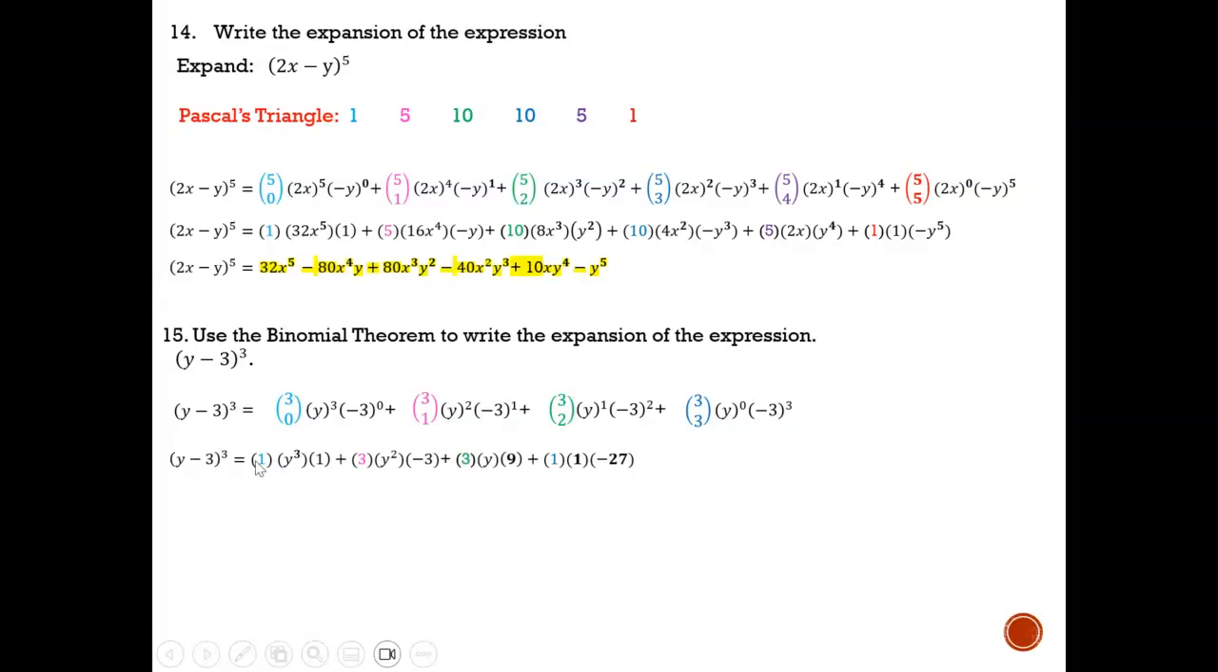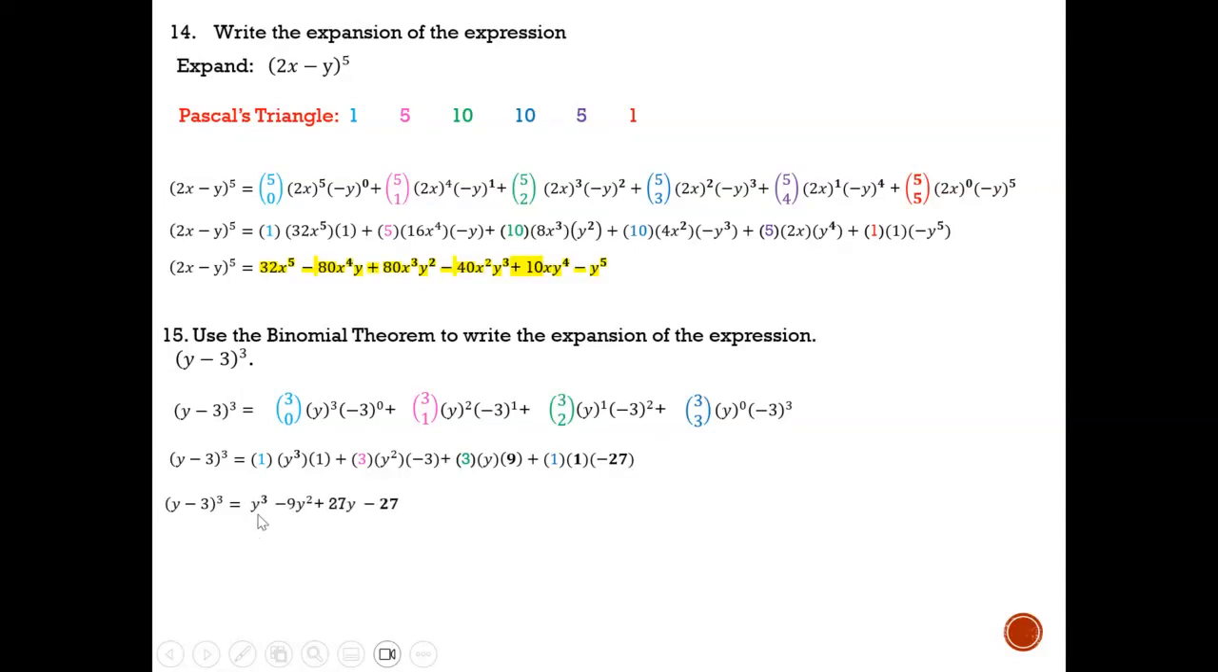So 3 combination 0 will give us 1. Negative 3 to the 0 power will give us 1, right? And here 3 combination 1 will give us 3. Negative 3 to the first power will give us negative 3. 3 combination 2 will give us 3. Negative 3 squared will give us 9. And 3 combination 3 will give us 1. Y to the 0 will be 1. And negative 3 to the third power will give us negative 27.